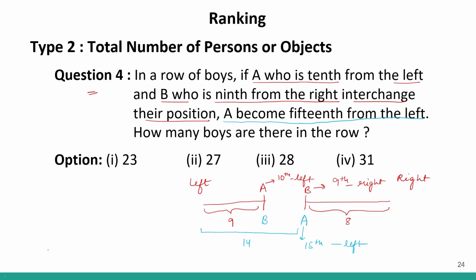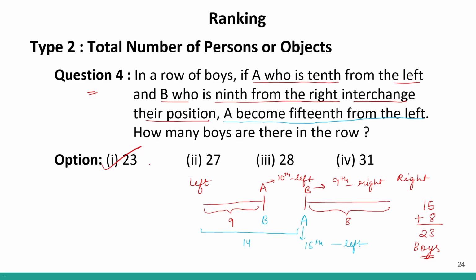We have to find out how many boys are there in the row. Up till A we have 15 people. Correct? Up till A we have 15 and we have 8 boys over here. So we will add this. We will get 23. So a total of 23 boys are in the row. 23 boys is given in option number 1. Therefore, this will be the correct answer to the question.